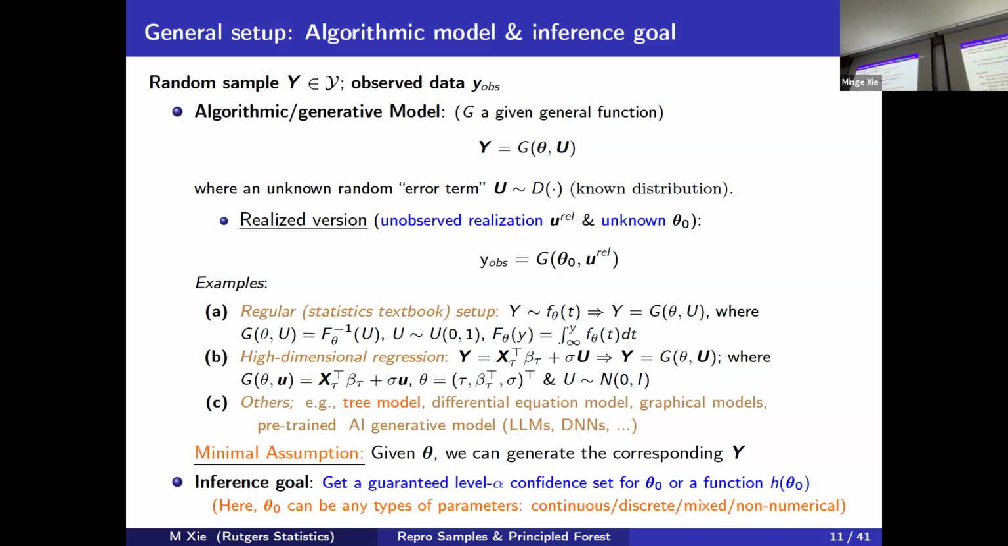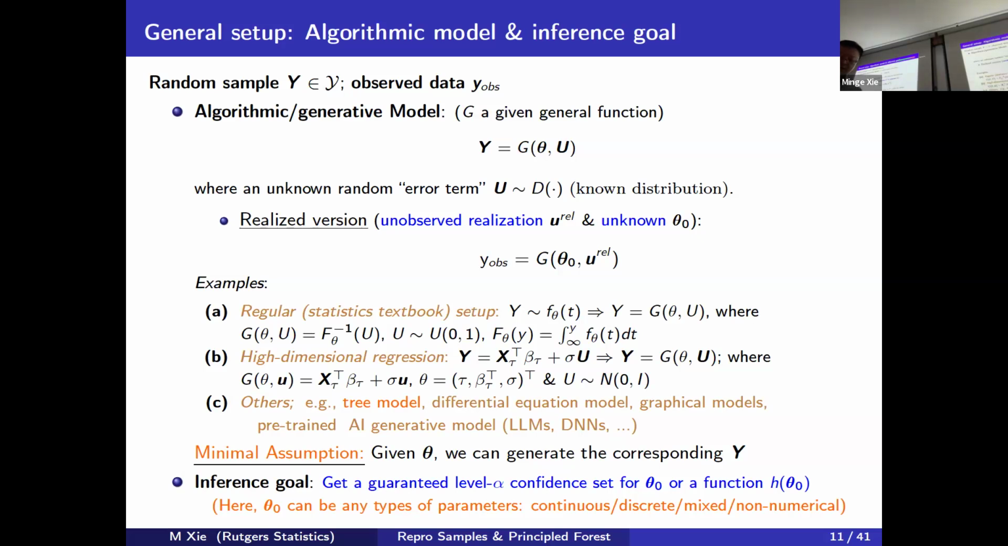You can think of the G as just this version. Basically, you give a true parameter and a random noise, and then I can have my observed data. So that's basically the generative model. The typical regression textbook is the same thing, right? You have a density, then you can invert it this way.